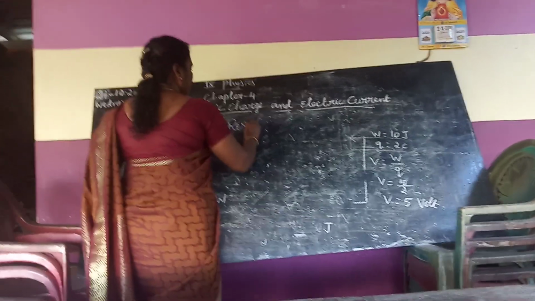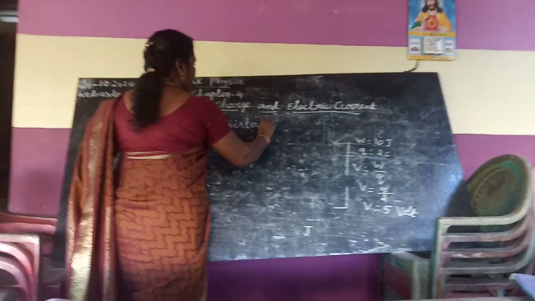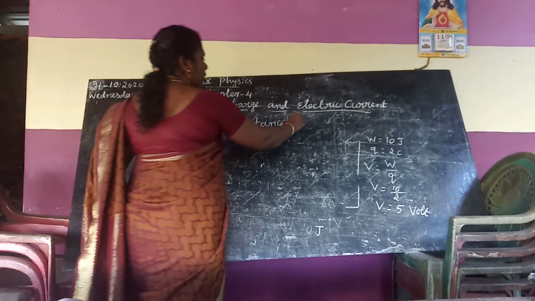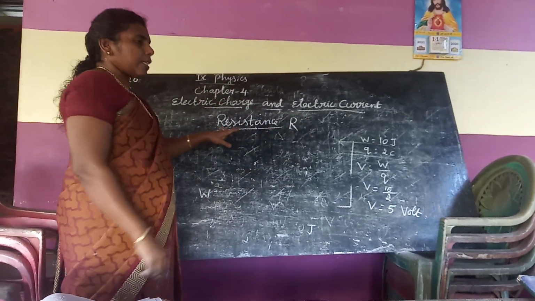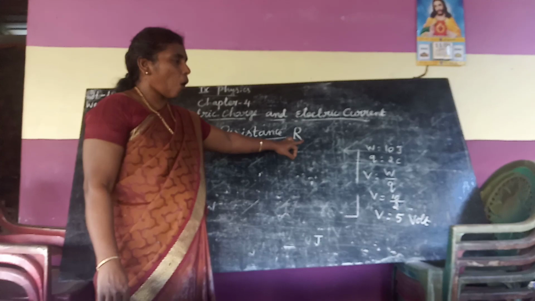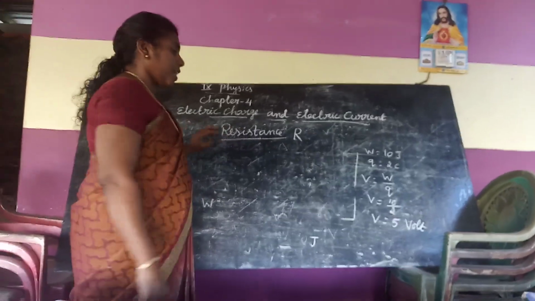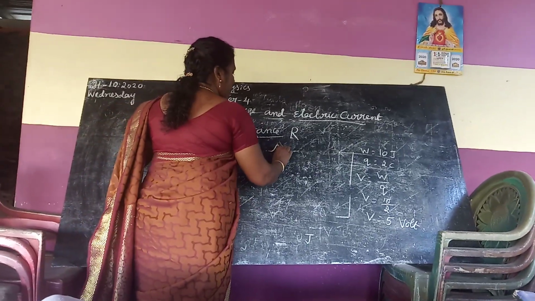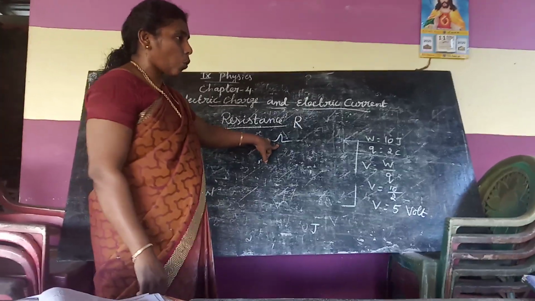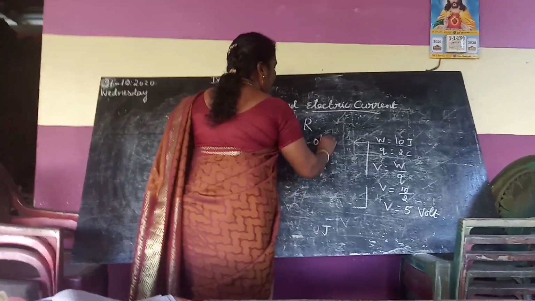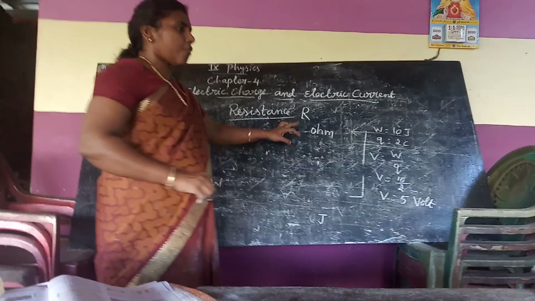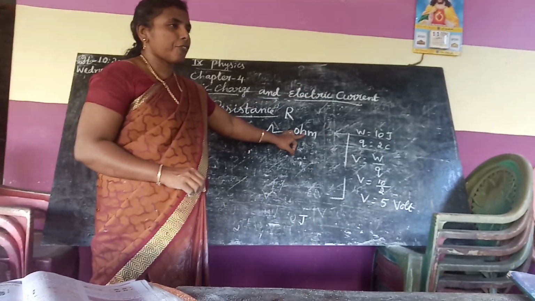Resistance. Resistance is denoted by the capital letter R. What is the unit of resistance? Ohm is the unit of resistance. Ohm, the spelling is O-H-M. Ohm is the unit of resistance.